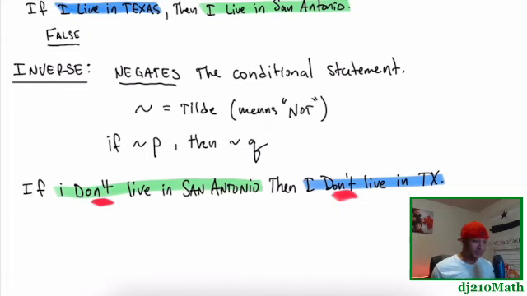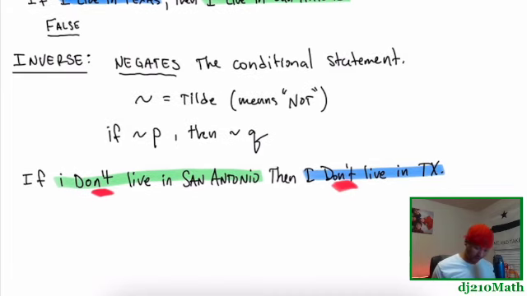So we take the conditional statement: if I live in San Antonio, then I live in Texas. Then you work in the word not. So you're negating both the hypothesis and conclusion. So if I do not live in San Antonio, then I do not live in Texas. And now, is this true or false? That's the question. I don't live in San Antonio, then I don't live in Texas.